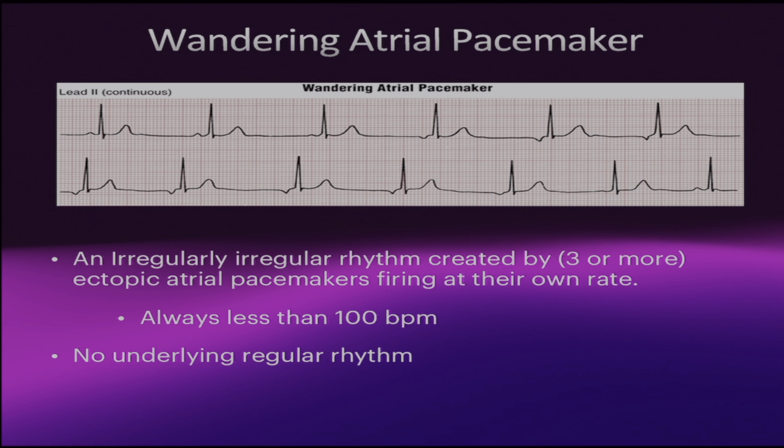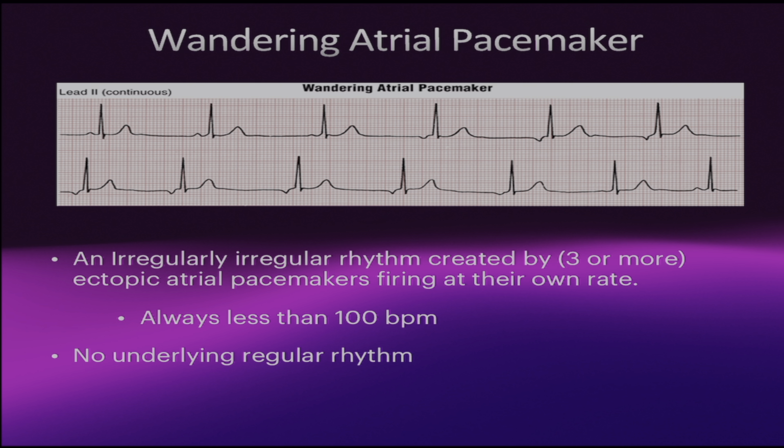Wandering atrial pacemaker is one of our irregular rhythms. And it's created when you have 3 or more different ectopic focuses firing at their own rate in the heart. To be considered WAP, the rate should be less than 100, and you cannot identify any underlying regular rhythms.